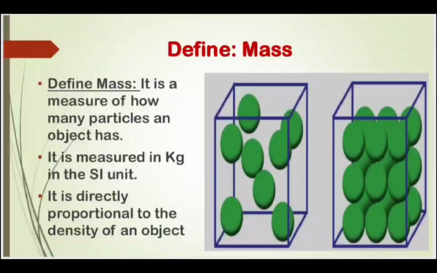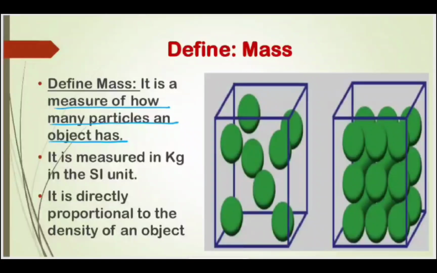Mass is defined as the measure of how many particles there are in an object. If you have a pencil, how many particles it is made up of is the mass of that pencil. If you have a small grain of rice, how many smaller particles the grain of rice is made up of is the mass of that grain of rice.